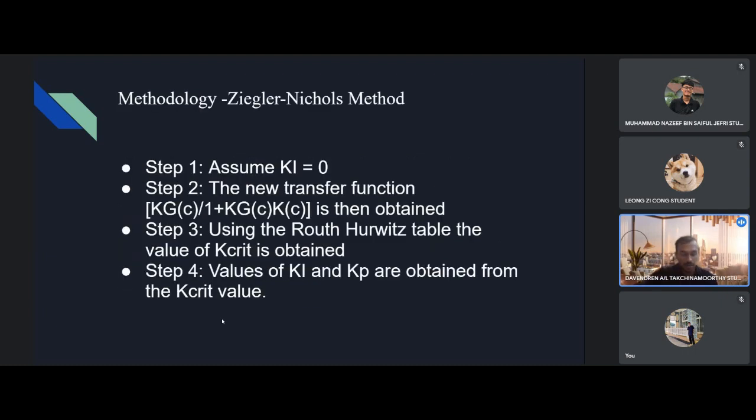For the Ziegler-Nichols method, in step 1 we assume Ki equals 0. Then in step 2, the new transfer function KGc over 1 plus KG is obtained. In step 3, using the Routh-Hurwitz method, the table and the value of K critical are obtained. In step 4, the values of Ki and Kp are obtained from the K critical value.